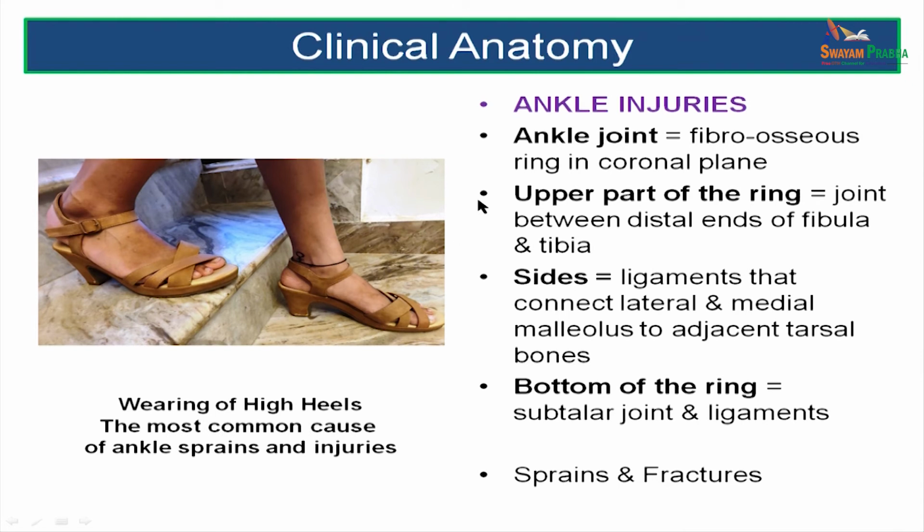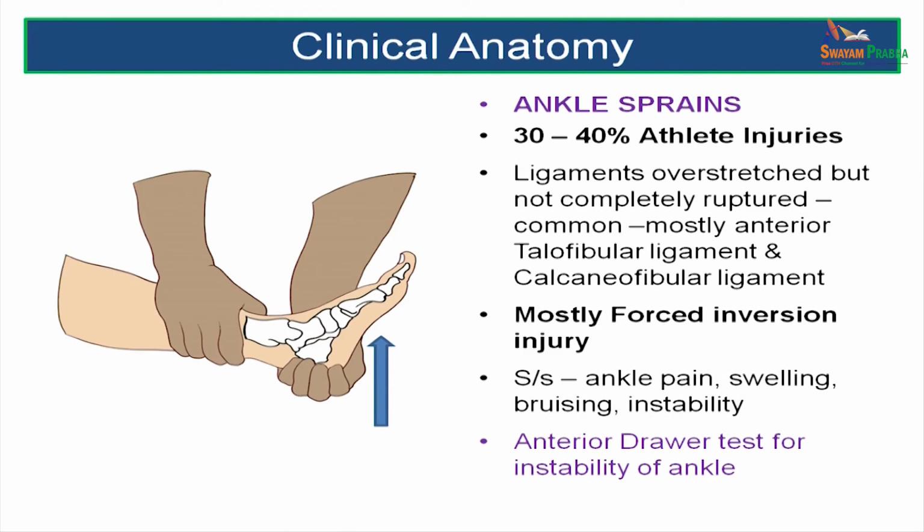Ankle joint is a ring, a fibro-osseous ring, having an upper part between the distal ends of tibia and fibula, the bottom of the ring being the talus, and the sides formed by the two malleoli. This ankle joint is prone to sprains and fractures. Ankle sprains are very common among athletic injuries, making up about 30 to 40% of all athletic injuries.